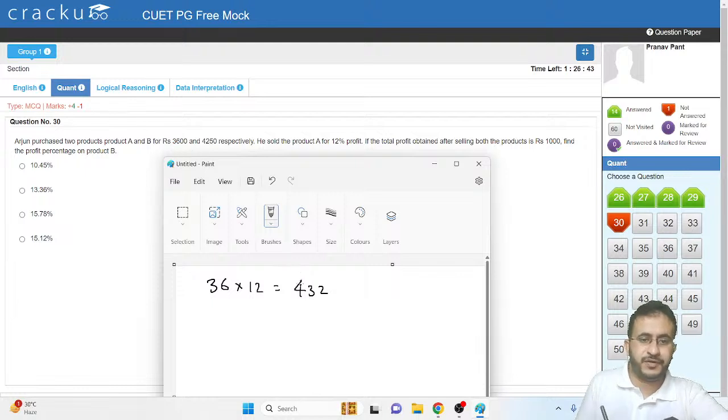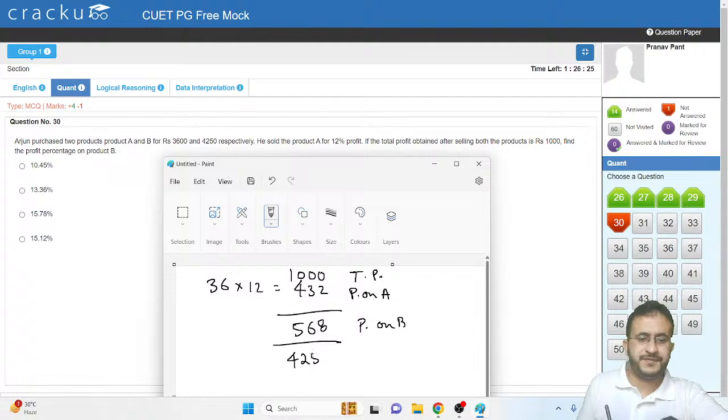B is 4250. Okay, now total profit is 1000. This is the total profit on A. So what is the difference? That is 568, the profit on B. ठीक है, अब हमें किससे निकालना है? With respect to 4250, and we need to find the percentage, right?